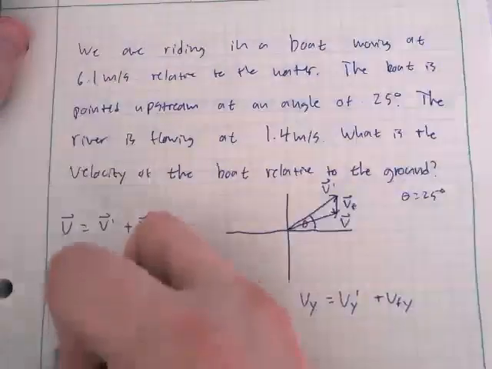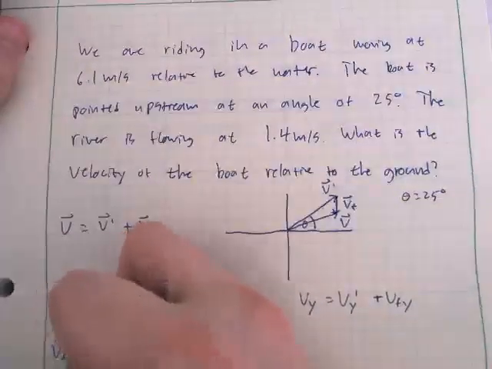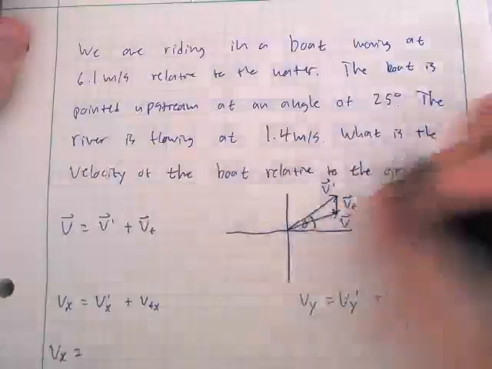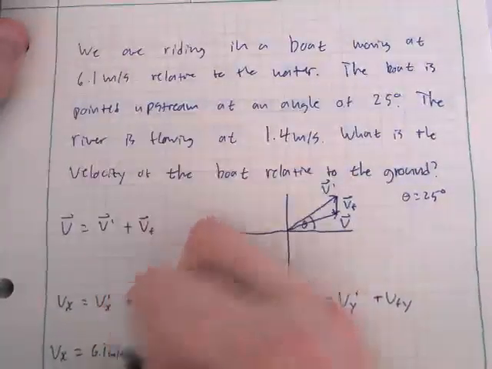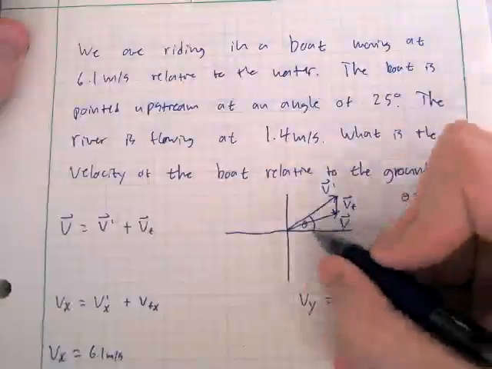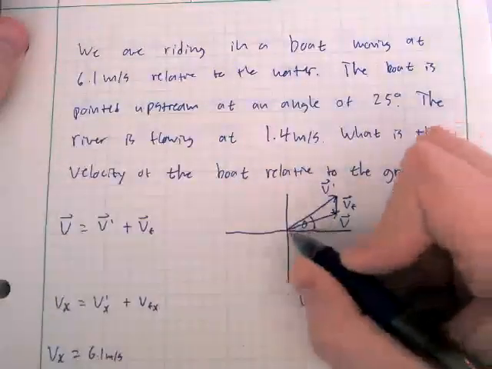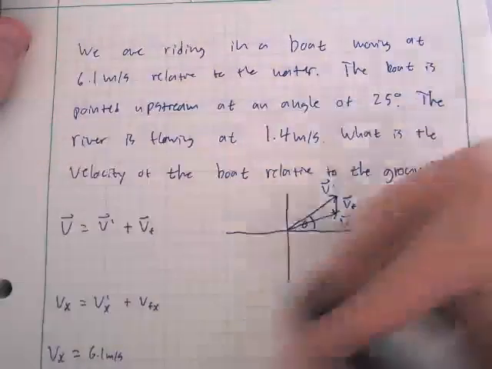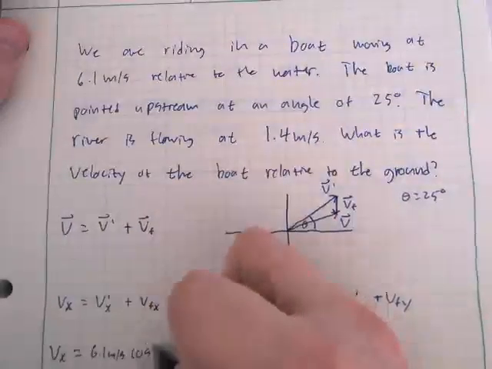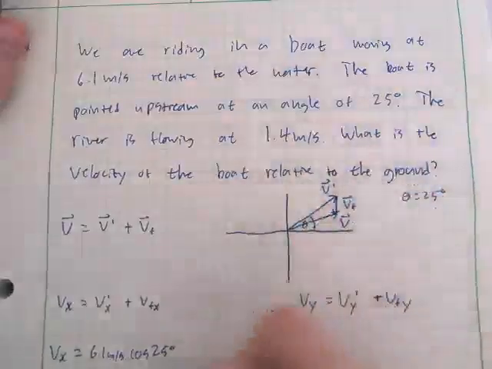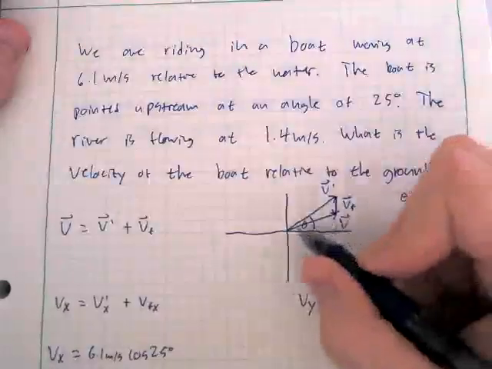So let's go ahead and start plugging these in. Vx, that's one of the things we're looking for. Vx prime is going to be equal to 6.1 meters per second times, here's my angle. So if I want the x component of this vector here, in this case it would be cosine of 25 degrees, right? The length of my vector times cosine of 25 degrees.